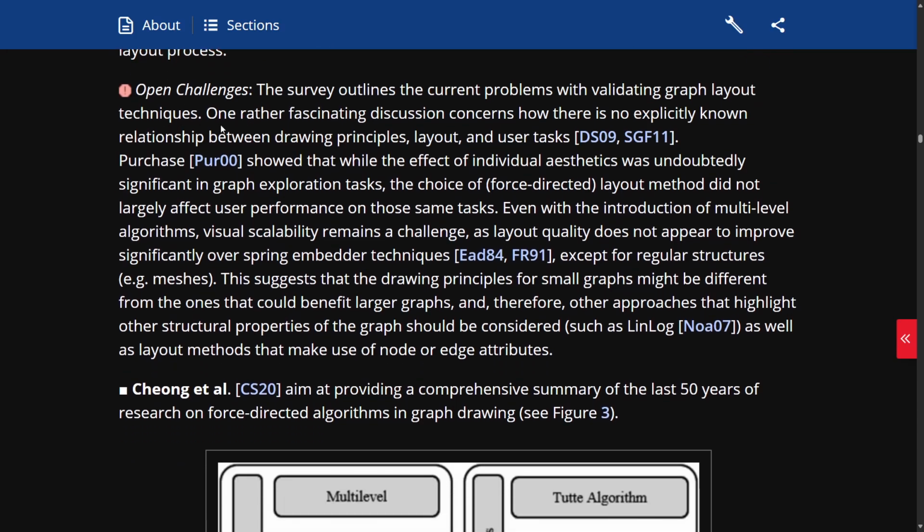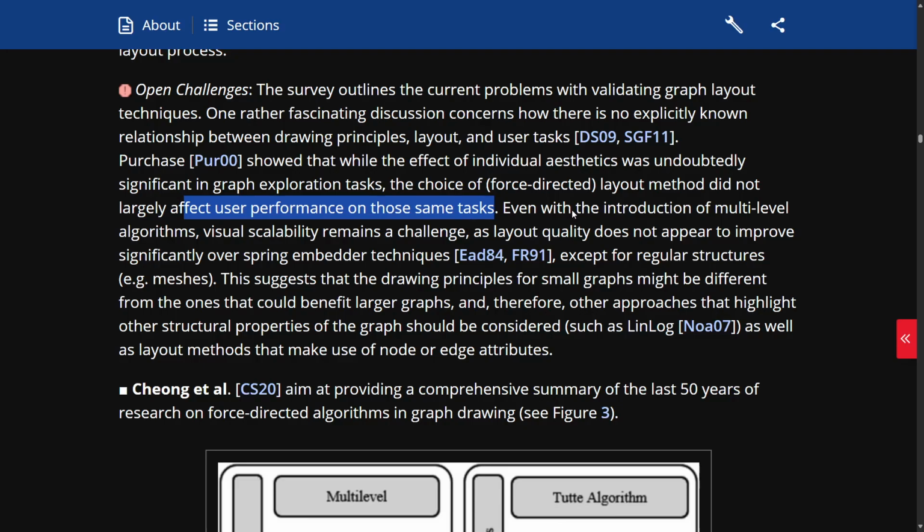One rather fascinating discussion concerns how there is no explicitly known relationship between drawing principles, layout, and user tasks. DS09, SGF11. Purchase, Purchase 00, showed that while the effect of individual aesthetics was undoubtedly significant in graph exploration tasks, the choice of force-directed layout method did not largely affect user performance on those same tasks.